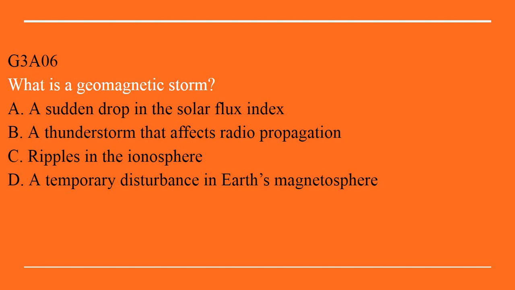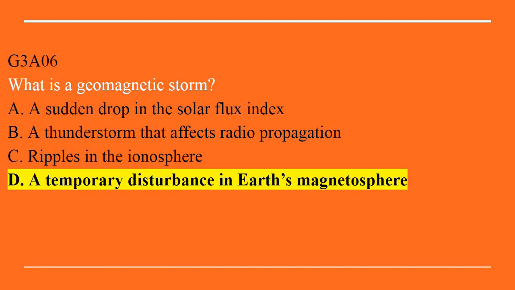G3A06, what is a geomagnetic storm? A. A sudden drop in solar flux index. B. A thunderstorm that affects radio propagation. C. Ripples in the ionosphere. Or D. A temporary disturbance in Earth's magnetosphere. Correct answer is D, a temporary disturbance in Earth's magnetosphere.